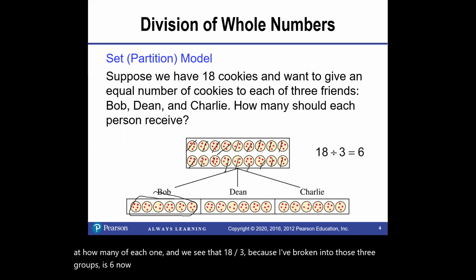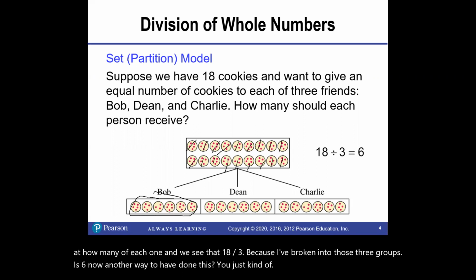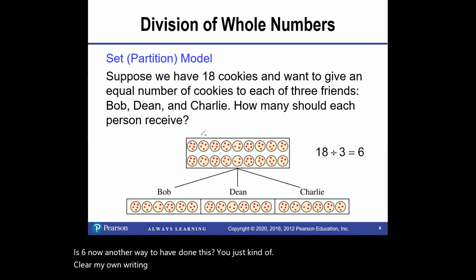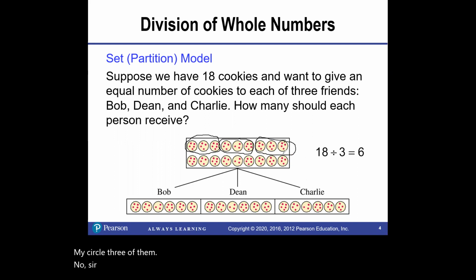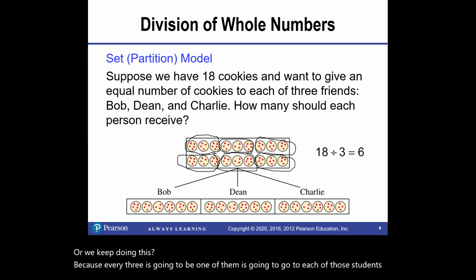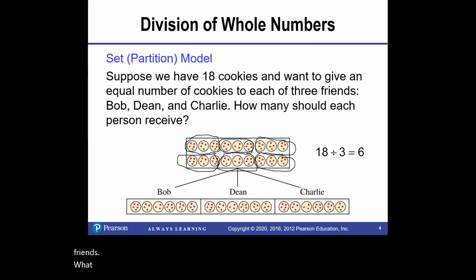Now, another way to have done this: what if I group them, and circle 3 of them? Now circle 3 of them. Now circle 3 of them. We keep doing this because every 3, one of them is going to go to each of those friends. Notice I have 6 groups of 3, which tells us we have that amount.